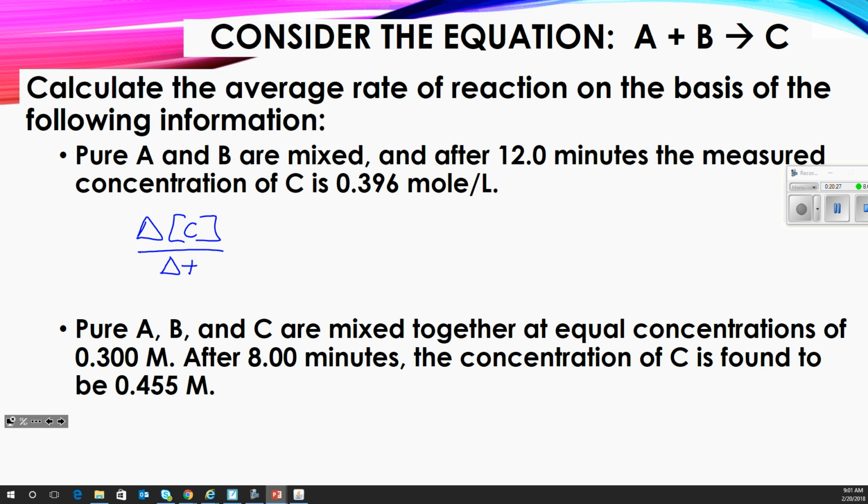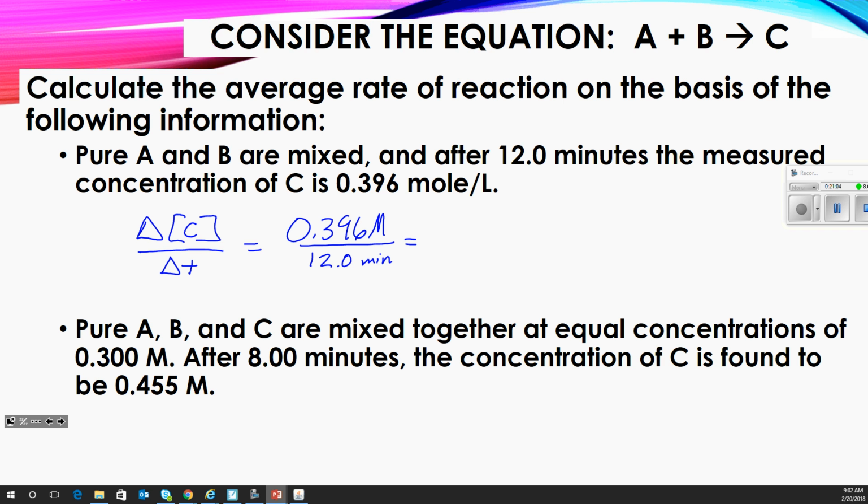So all we have to do is take 0.396, because C would have been 0 to start with, right? And moles per liter is molarity. And we have 12 minutes. So we're going to divide that through and we get an answer. Somebody get it real quick for me. It can be the change in the reactants too, but since all we're given is C, we can do the rate for C. C is a product here. This one would be a positive. If I did A or B, it would be negative because it would be going away.